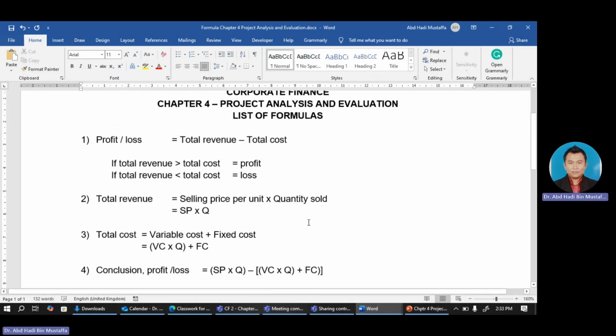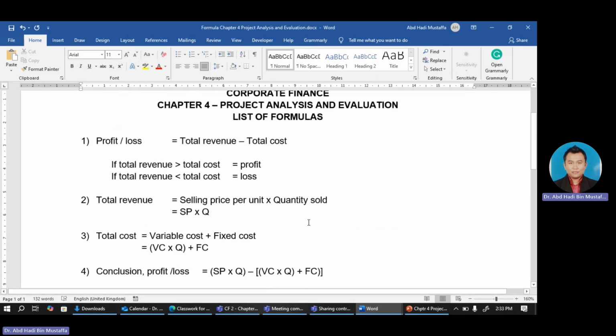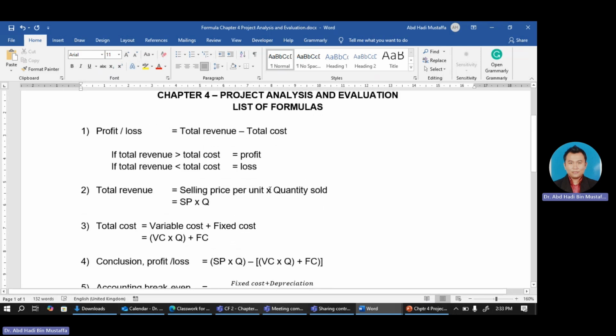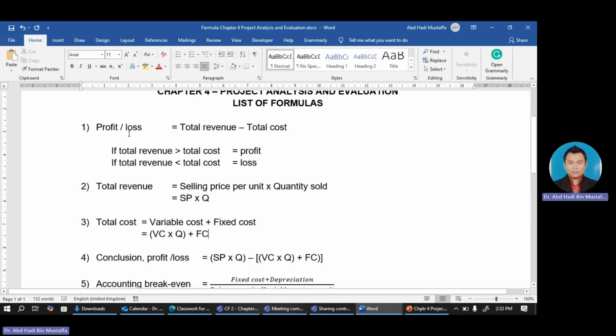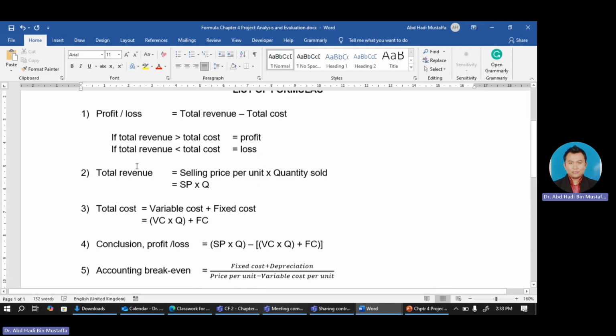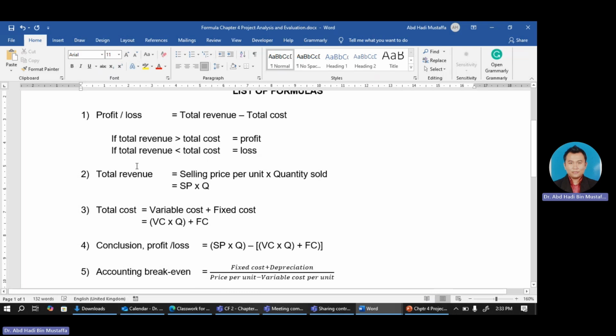Earlier, let me revisit the list of formulas related to selling price, total revenue, total cost. Therefore, the formulas are from formula number 1 until formula number 4 only, because formula number 5, 6, and 7 are a different section.